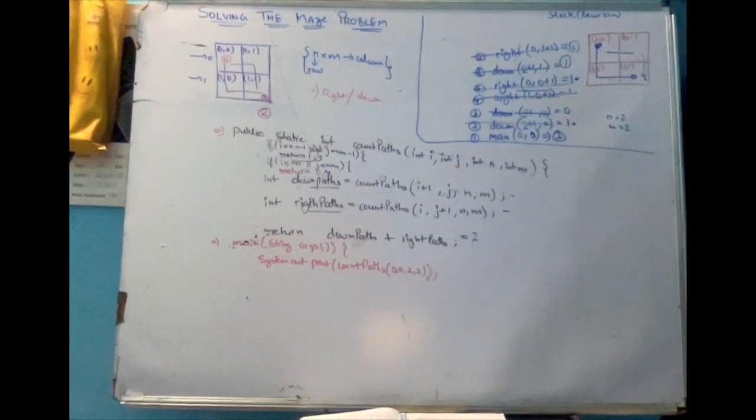That is how we'll be solving our problem, which is the maze problem. So in this case we have got 2. Similarly, you can try with 3 cross 3 and 3 cross 2. The same thing will happen.